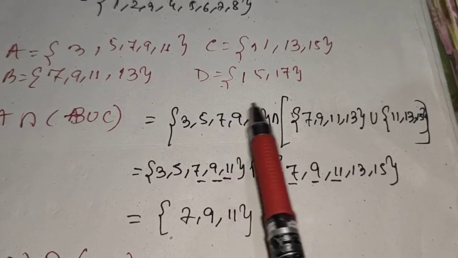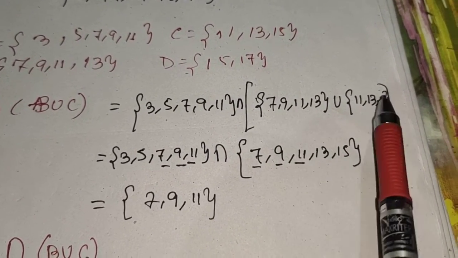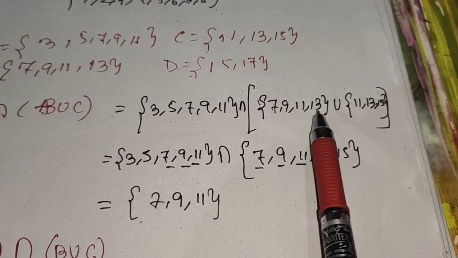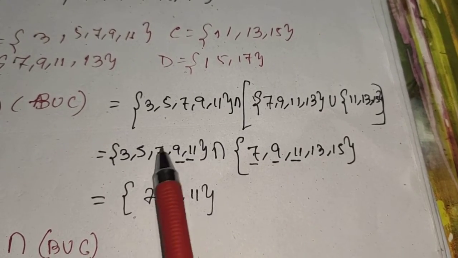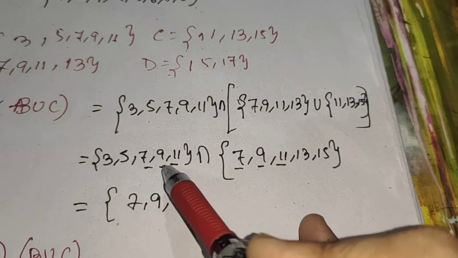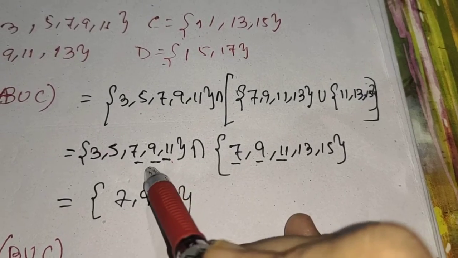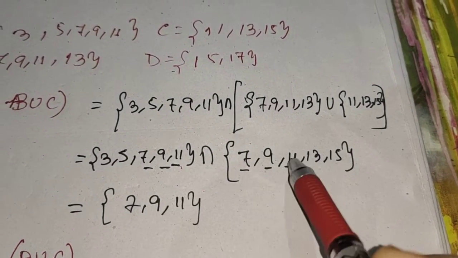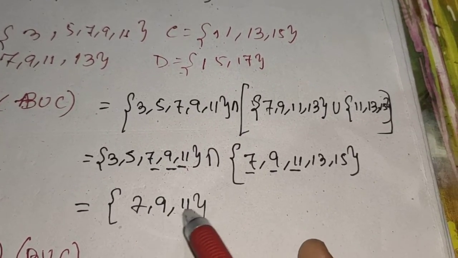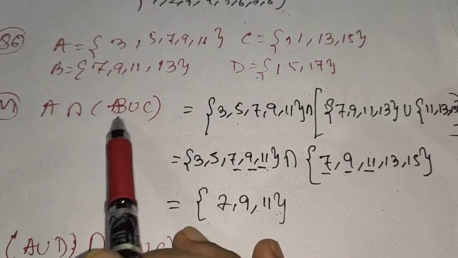So this is your set A intersection. I use square brackets also, B union C. So B union C means adding up. So it will be 7, 9, 11, 13 and 15. Now finally we have to go for intersection. So what are the elements of the intersection set? In case of intersection, we will just check if there is any common element in between or not. So the common elements are 7, 9 and 11. So 7, 9, 11 will be the answer for A union B, A intersection B union C.